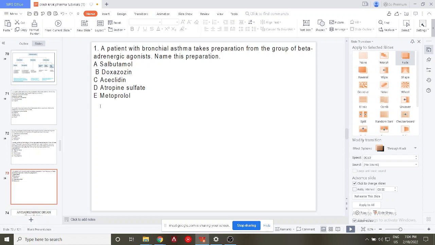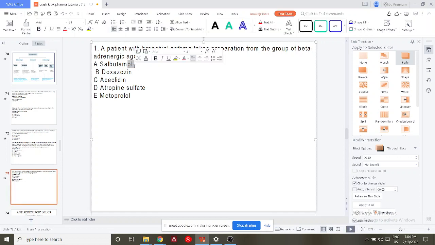Guys, last question. Someone read an answer. A patient with bronchial asthma takes preparation from the group of beta-adrenergic agonists. Name the preparation. It's salbutamol. Yes, that's correct. So, take note of salbutamol. So, it's for asthmatic patients.